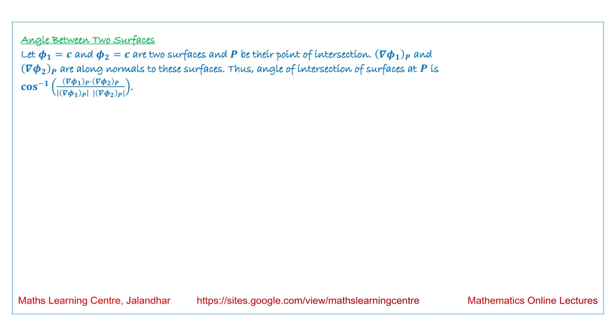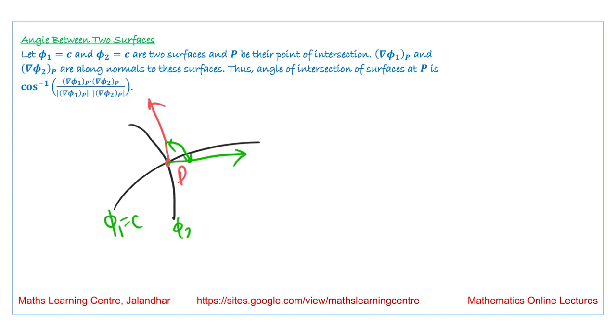Now next we have the angle between two surfaces. Suppose we have two surfaces and they are intersecting. To find the angle between them, at this point P we have drawn the normal to each surface. The angle between their normals is basically the angle between the two surfaces at the point of intersection P. Suppose phi 1 is equal to C and phi 2 is equal to C are the two surfaces.